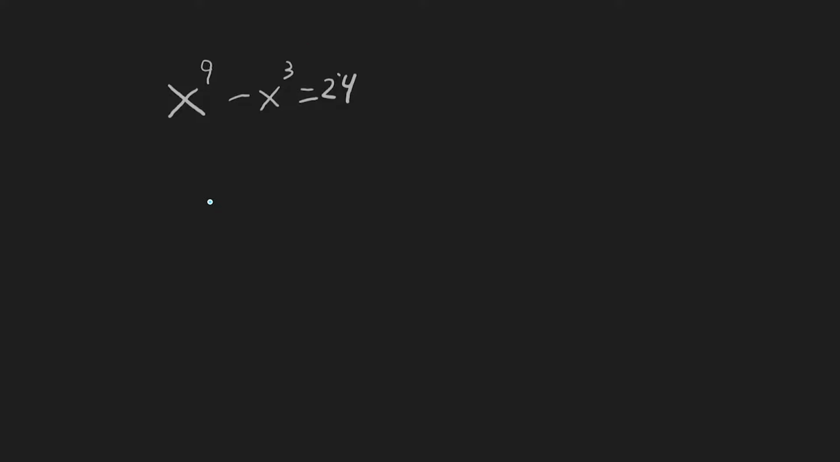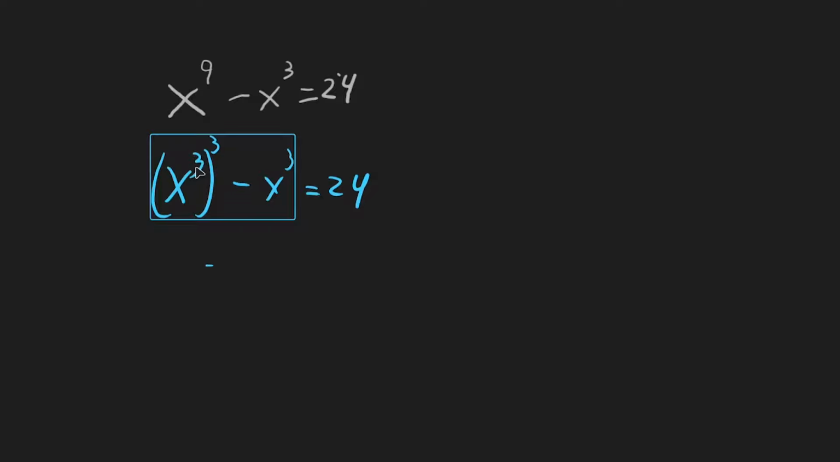Solving this equation, we will start out by rewriting the equation. So we will start out by writing this as 3 to the power of 3 minus x to the power of 3 equals 24. We can do this because we know that 3 times 3 equals 9, and we know that x to the power of 3 is the same as x to the power of 3 multiplied by 3. So this is the same as this.